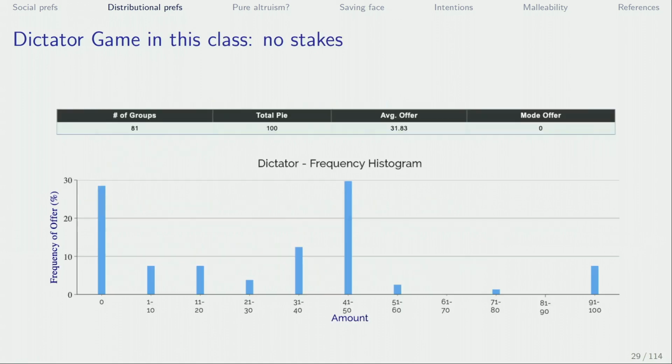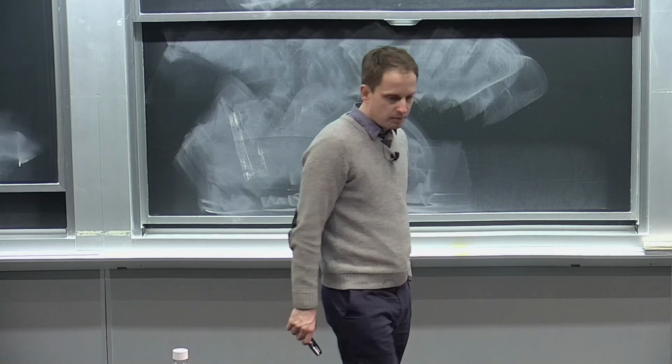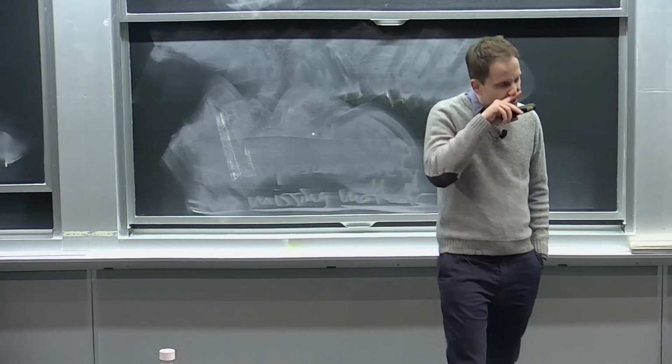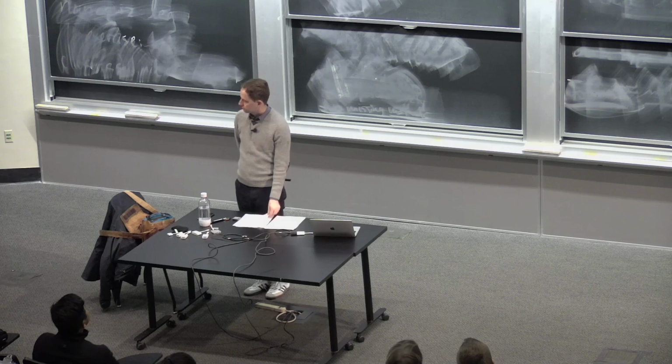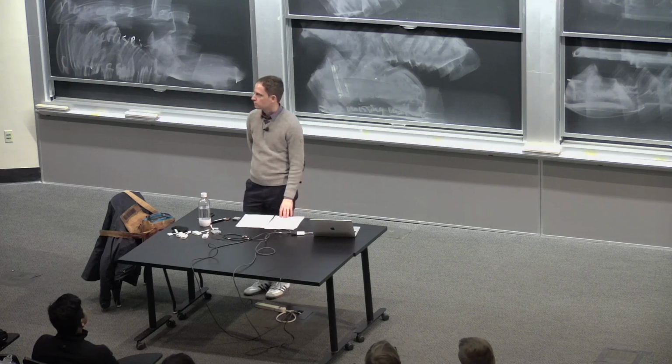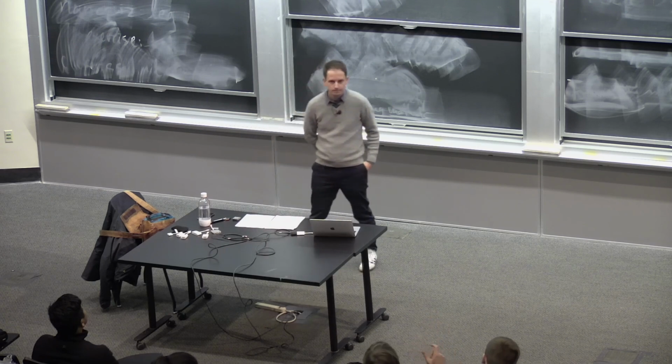Here's what the Dictator Game looked like in class with no stakes. This is very typical of how people behave in the real world. What do we see here? What are the patterns of behavior? This is no stakes, and these are hypothetical questions here. Yeah, there are two large groups.